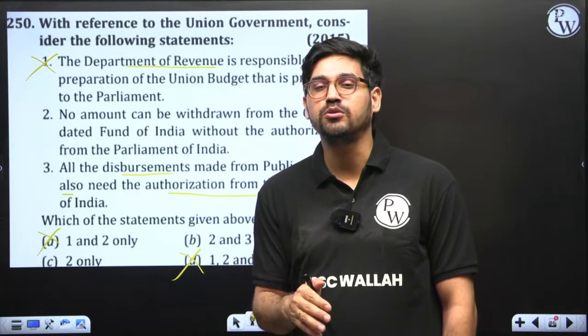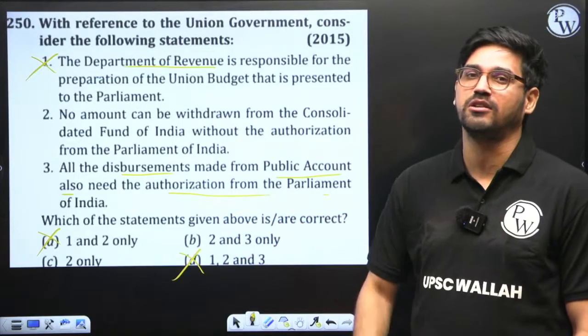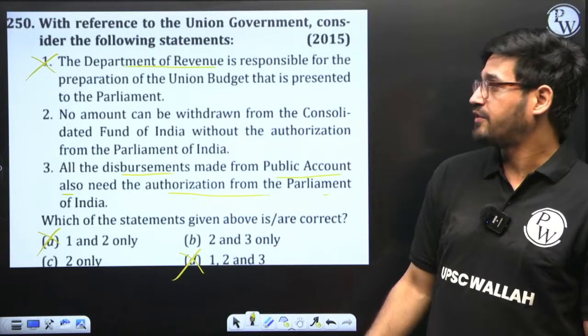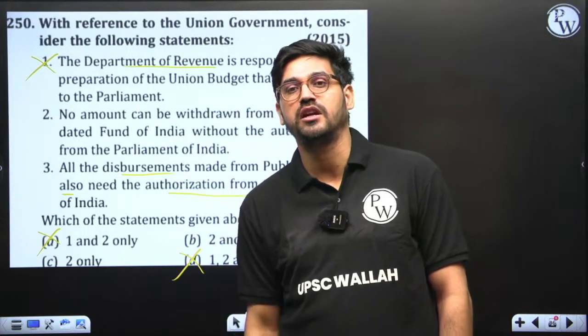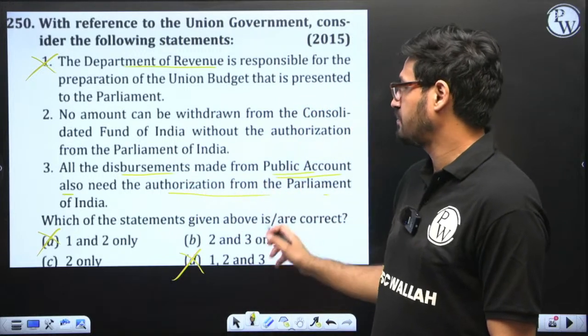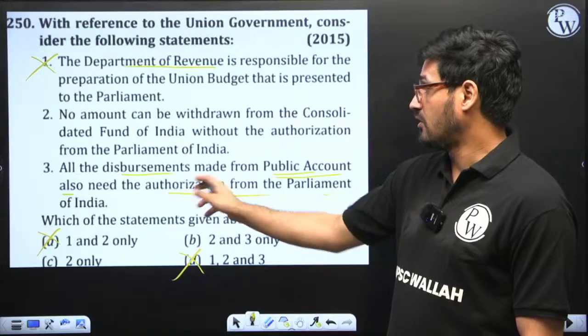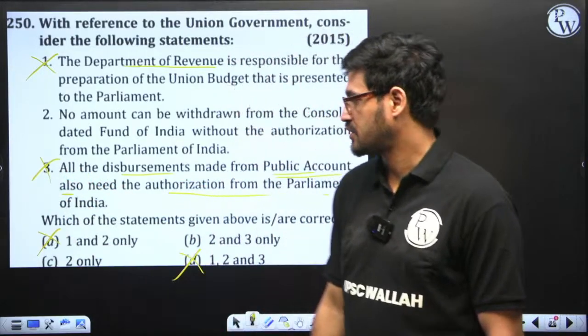Right? For you to make any withdrawals or deposits into the public account, you don't need any authorization from the parliament. While if you want to do the same with the Consolidated Fund of India, you will need to pass what is called an appropriation bill also. Right? So that means all the disbursements made from the public account also need the authorization of the parliament? Absolutely not. They don't need the authorization of the parliament.